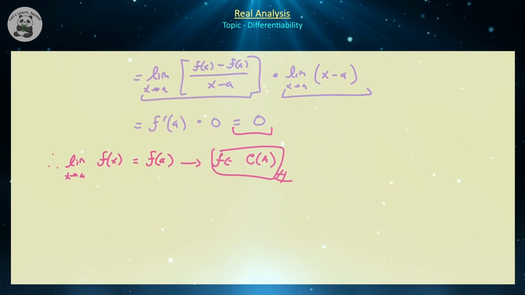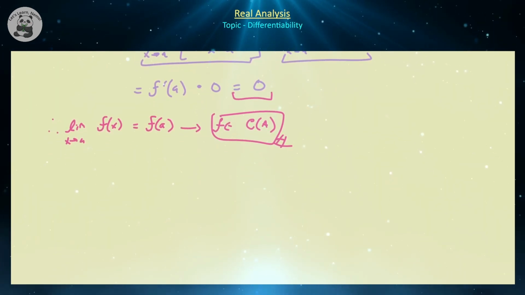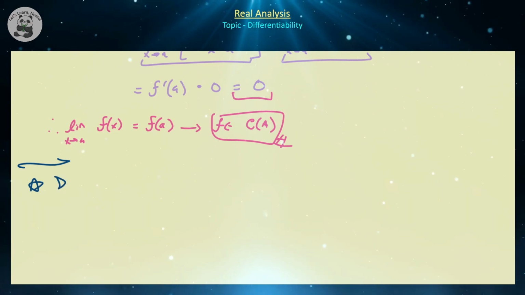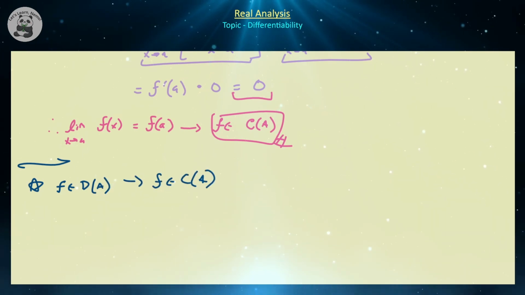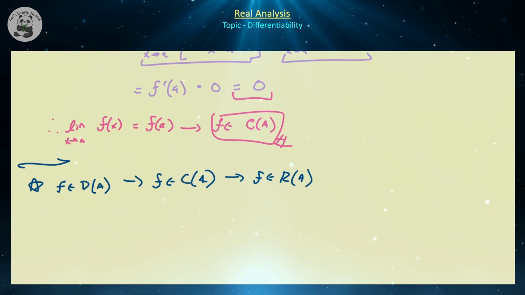A very important connection with this is the following. If we have a function being differentiable on that domain, we've proven that f is also continuous on that domain. And you should also note that if f is continuous on the domain, that means f is also Riemann integrable on that domain as well. Right?